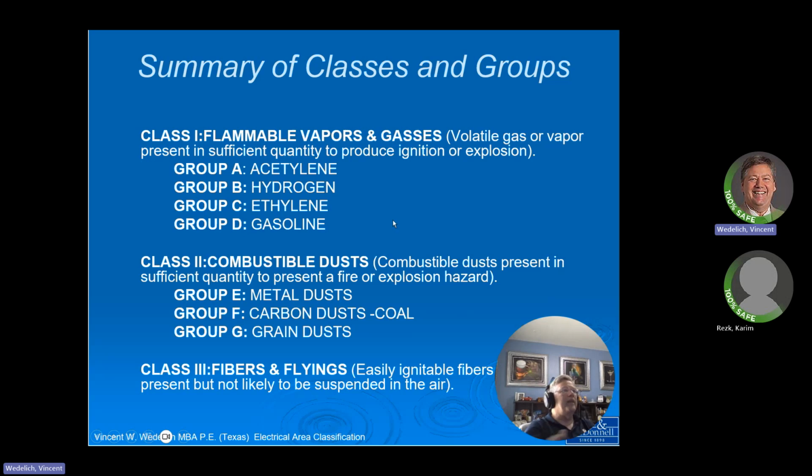So again, to summarize this, class one, flammable vapors and gases, are broken up into groups A, B, C, and D. Class two, combustible dusts, are broken up into groups E, F, and G. And then class three are your fibers and flyings, right?